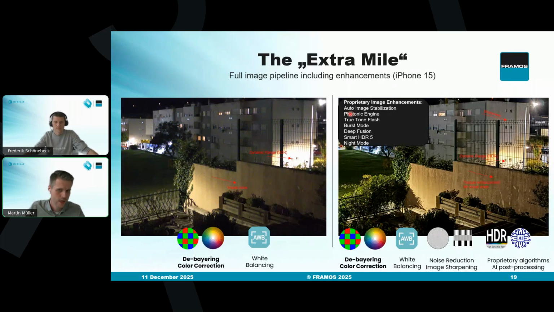And if you go to the Apple side and check the camera specification, you see these proprietary algorithms like Deep Fusion, Smart HDR 5, Night mode, True Tone flash. We don't even know what these things are doing. I would consider these algorithms to be sort of AI processing.